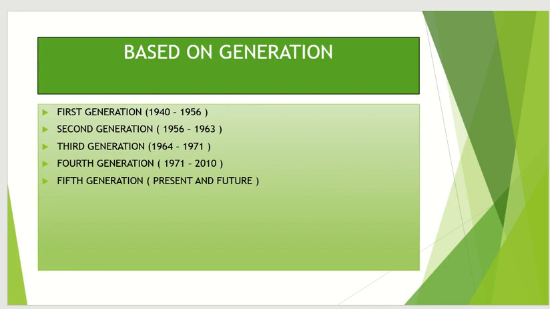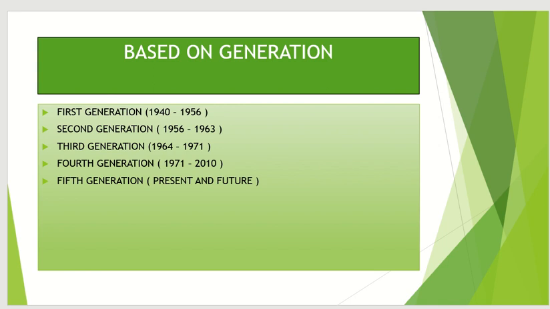Next, we come to second generation computers. The second generation computers were used between 1956 and 1963. They used transistors instead of vacuum tubes. They were faster, smaller, improved in performance and more reliable than the first generation computers. These computers still needed a cooling system. They were used for specific purposes only.